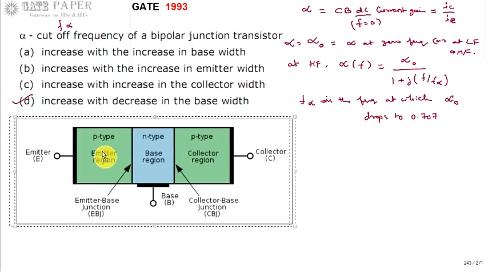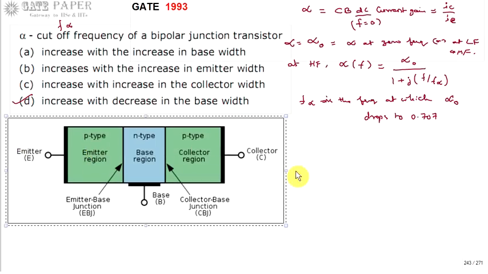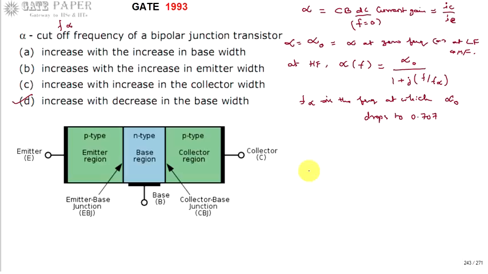So look at this, it's a BJT, and I am going with a PNP transistor. So the emitter is P type, the base is N type, and the collector is P type, and every BJT consists of two PN junctions. One forms between emitter and base, the other between collector and base. So this is the emitter base junction and this is the collector base junction.